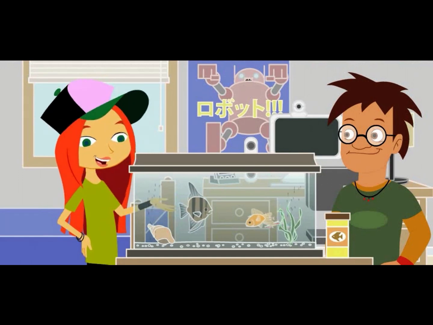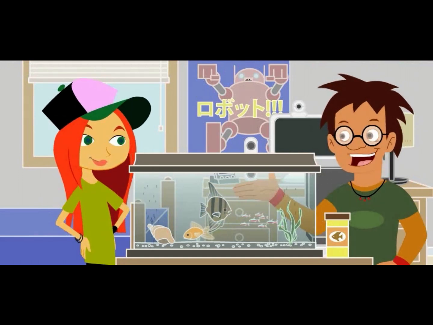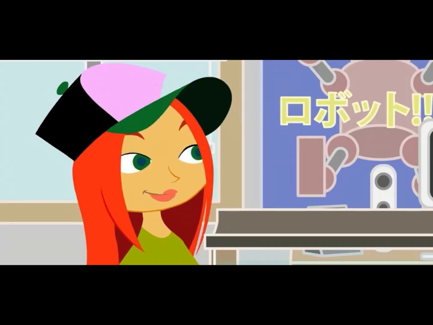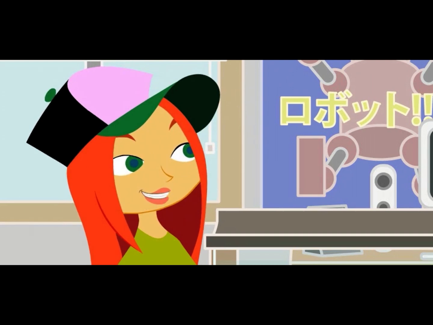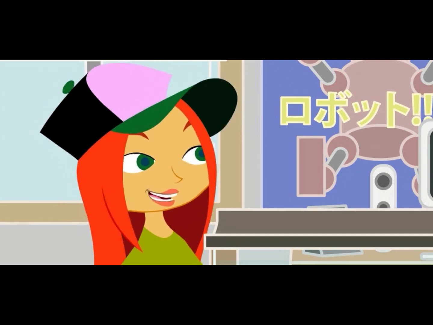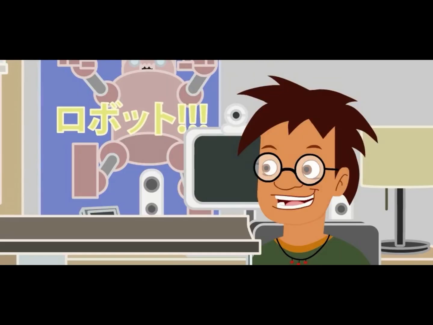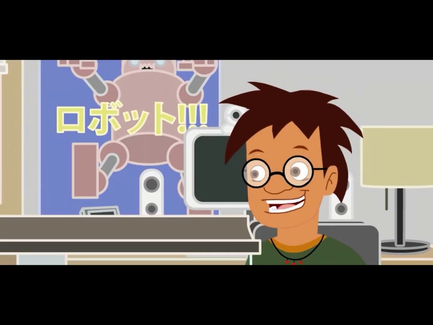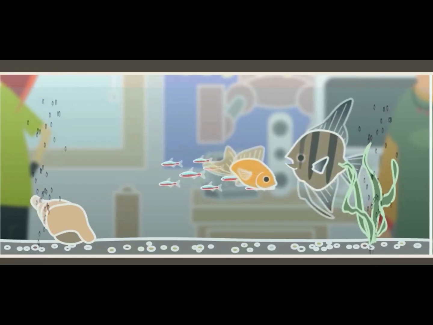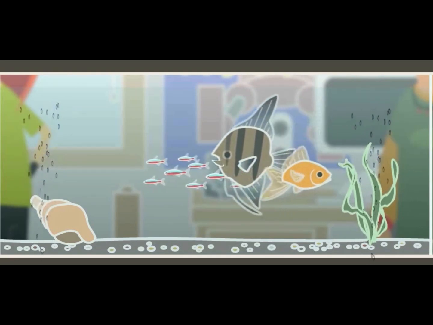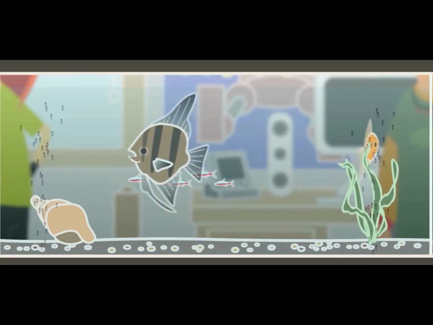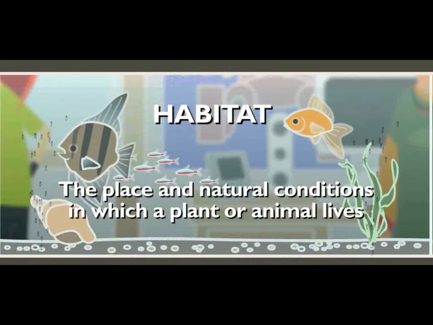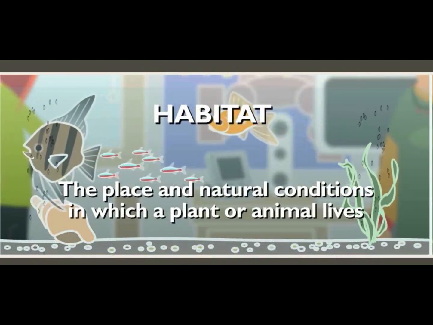These fish are freshwater fish. So, they can still be friends? Sure, but the fish that live in the ocean are saltwater fish. They'd never survive in this freshwater tank. I thought fish just needed water to survive. All fish need water, but different fish need different places and different natural conditions in which to live. Those places and conditions are called a habitat.